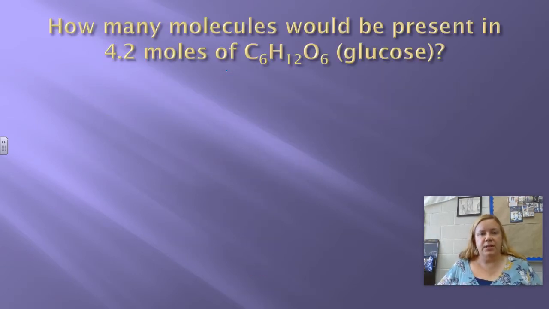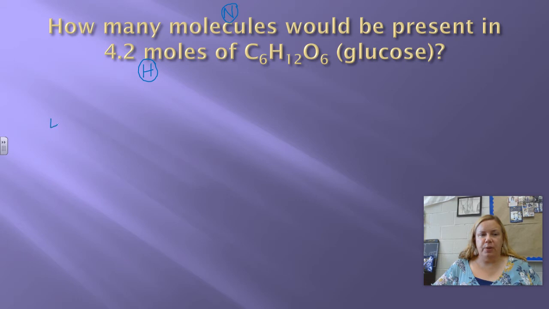So let's go to the questions. We want to know how many molecules would be present in 4.2 moles of glucose, which is C6H12O6. The best way to start this is to determine from your problem what you have, which is 4.2 moles, and what you're looking for, what you need, and that is molecules. I know right now it seems really simple, but I want to show you this method. If you continue to do this method with dimensional analysis, you're going to be a lot more successful when it does get really tough.